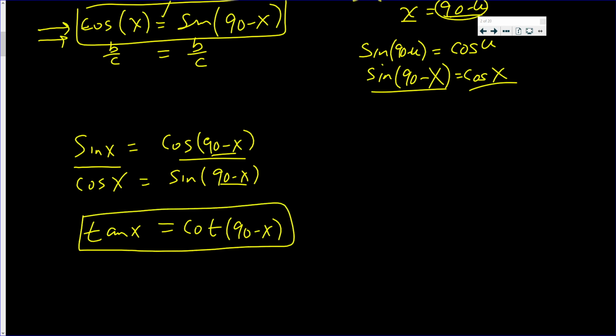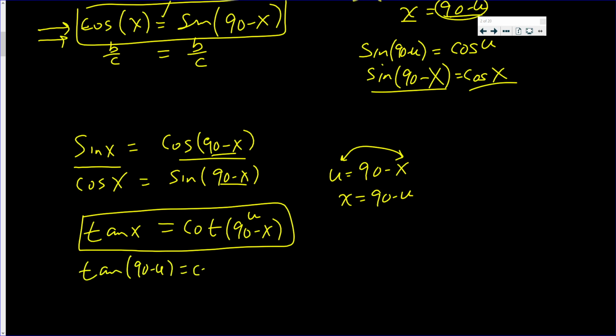So now, if I let u, just like before, be 90 minus x, if I switch those, then x is 90 minus u. Okay, so x is 90 minus u, and cotangent of 90 minus x is u. So I get that one.